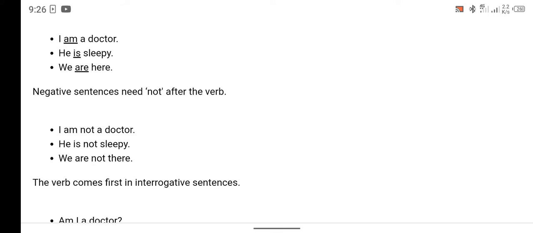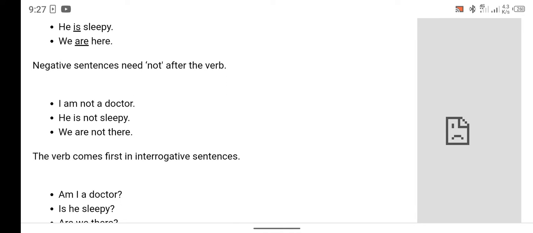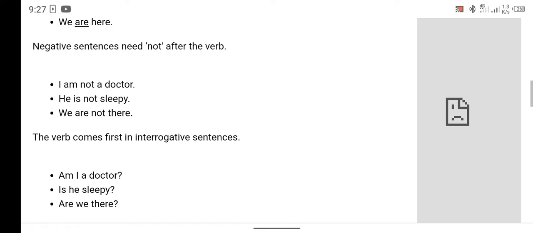Negative sentences need not after the verb. I am not a doctor. He is not sleepy. We are not there. So that's a negative verb.